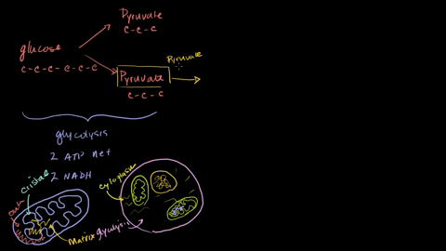Essentially what it does is it cleaves one of these carbons off of the pyruvate, and so you end up with a 2-carbon compound. You don't have just 2 carbons, but its backbone of carbons is just 2 carbons, called acetyl-CoA.